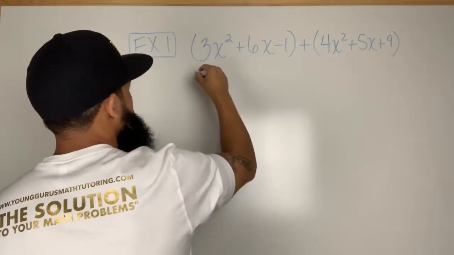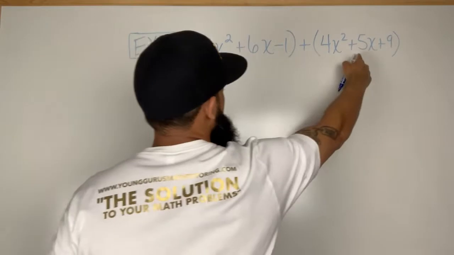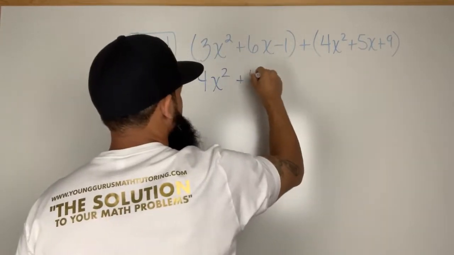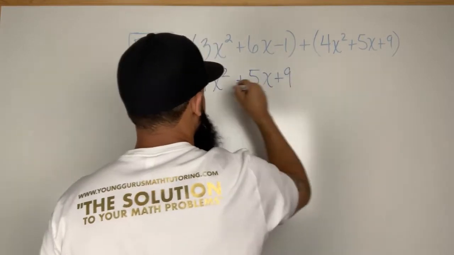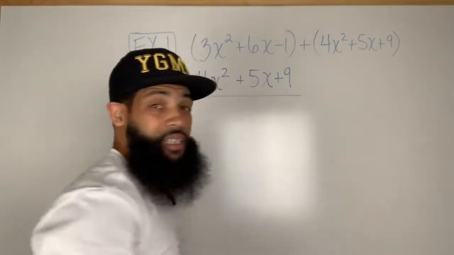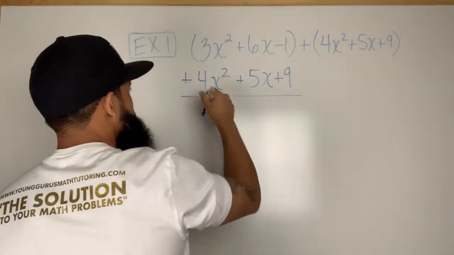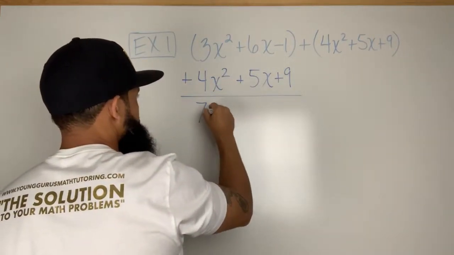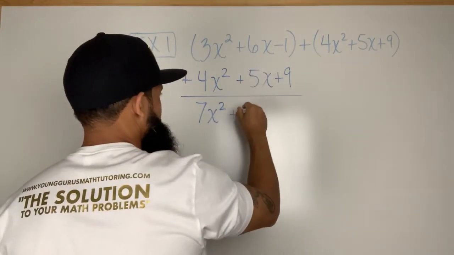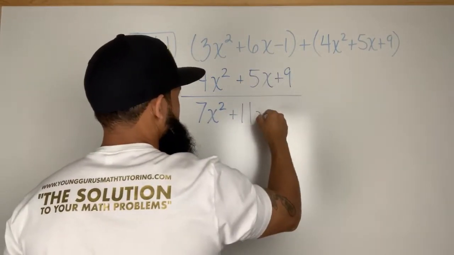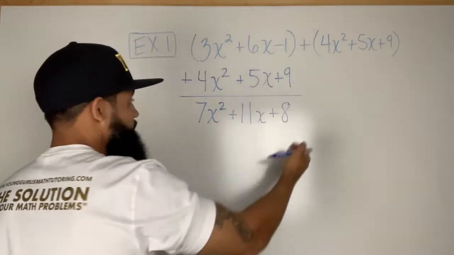So I'm going to put plus 4x squared. I have the 5x, so I'll put plus 5x, and then plus 9. All right, I've lined up the like terms, and then now I just add them vertically. 3 plus 4 is 7. Keep the x squared. 6 plus 5 is 11. Keep the x. And negative 1 plus 9 is 8. And this would be your answer.